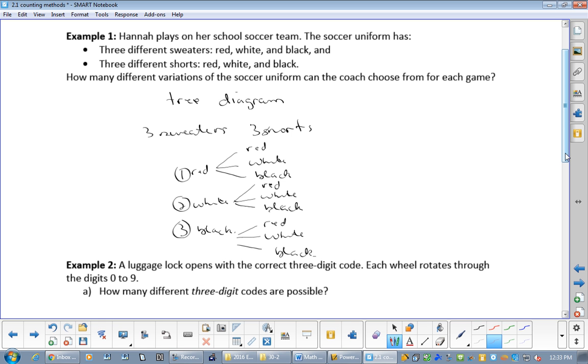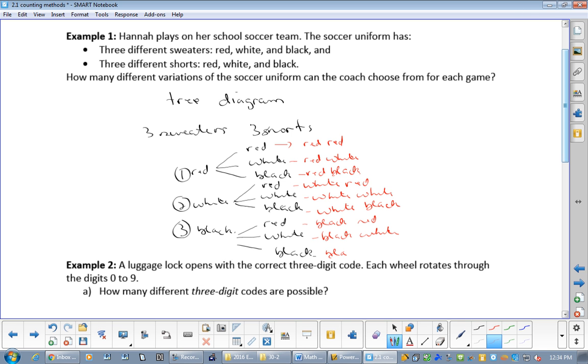Now, a possible combination. Red, red. This one is red, white. This one is red, black. Okay, this next one is white, red. White, white. And this is white, black. This one is black, red, black, white, and black, black.